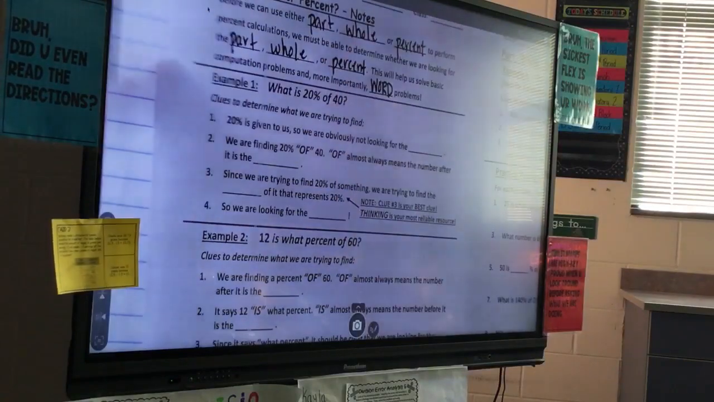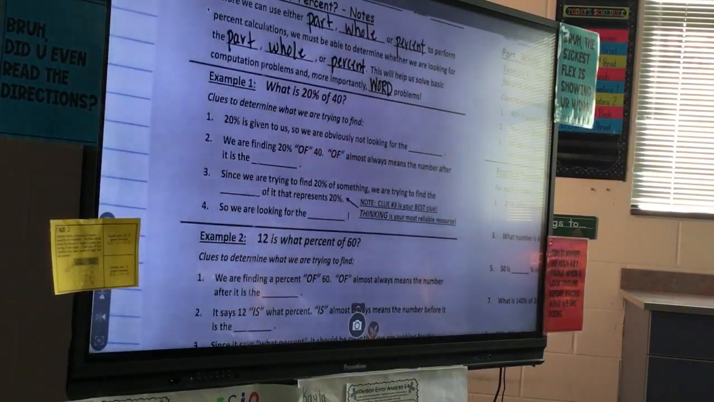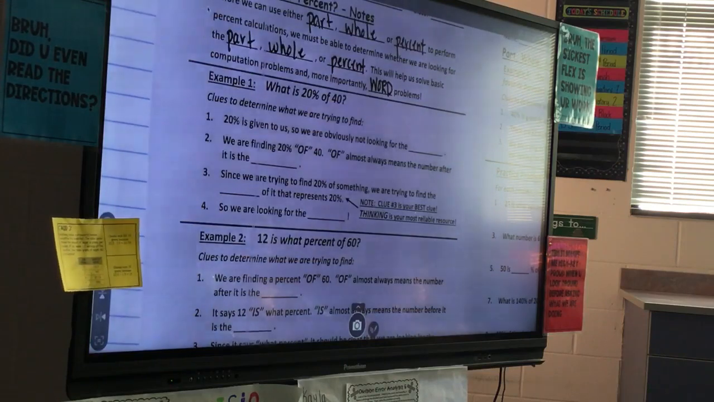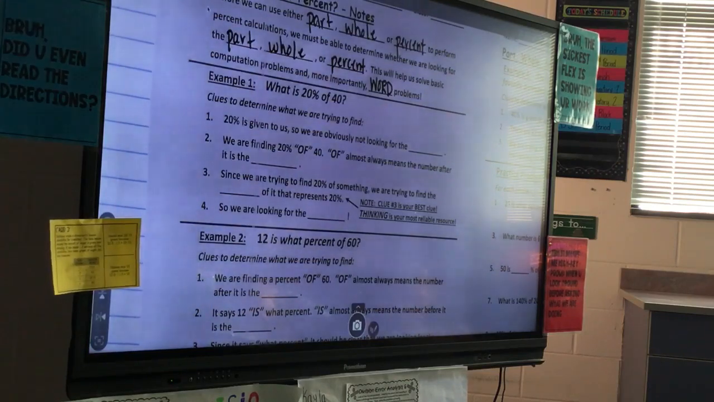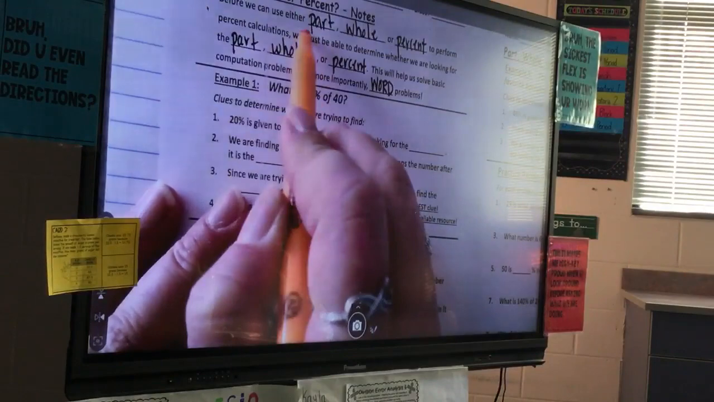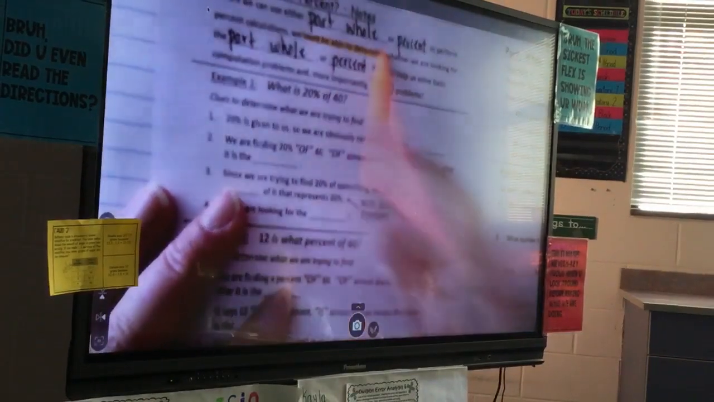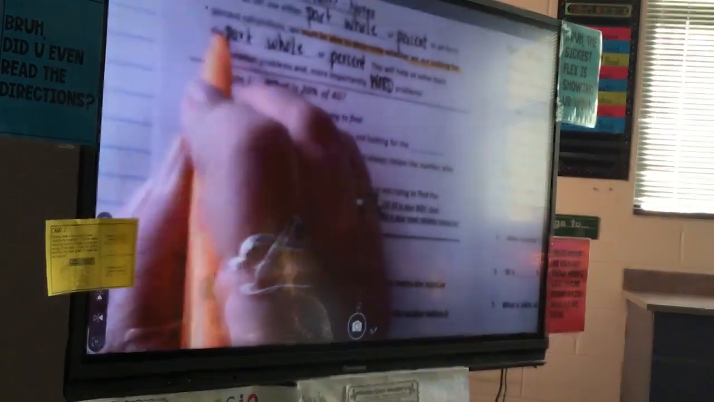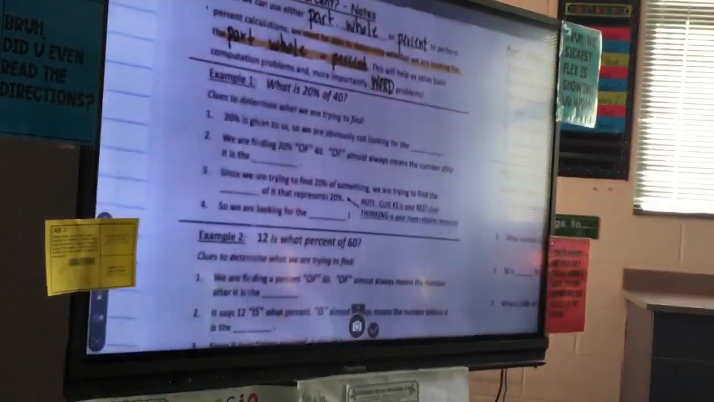That is going to be the hardest part about percent problems, is when you have the word problems, is trying to figure out within that word problem what part you're going to be able to or have to solve for. All right, and this is the most important thing, and this is what the whole lesson is about, is being able to determine whether we're looking for the part, whole, or percent.